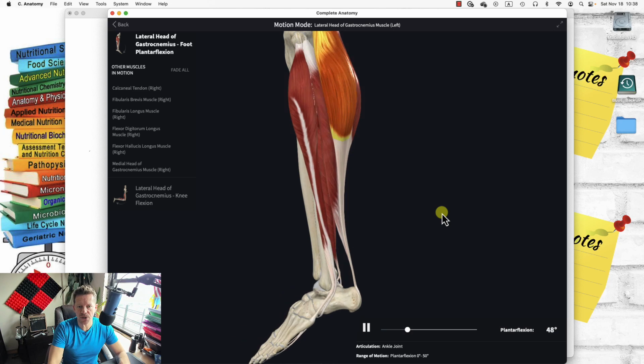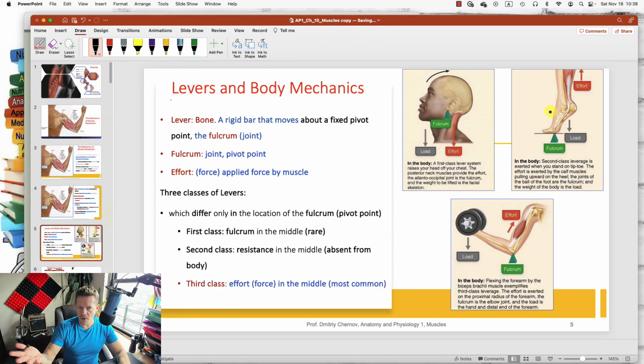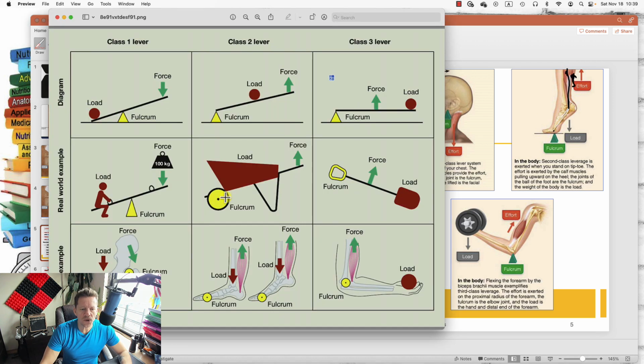Here it is hard to see that, but this picture shows it from another perspective. Here's the effort, that's the muscle, triceps surae, gastrocnemius and soleus muscle, and then there's the load, that's the body weight right here, and then there's the fulcrum. So here we can look schematically: here's the fulcrum, the load, and here's the force.